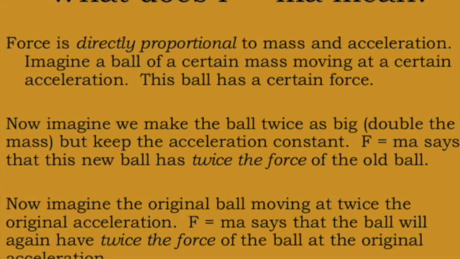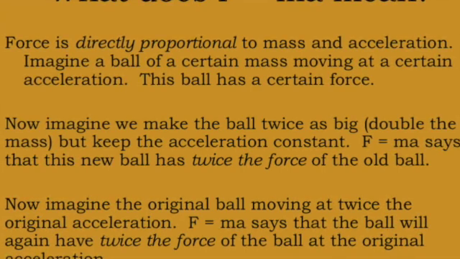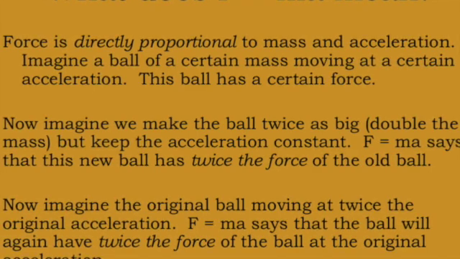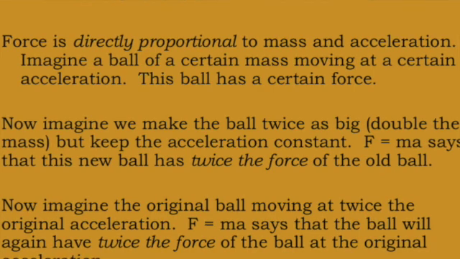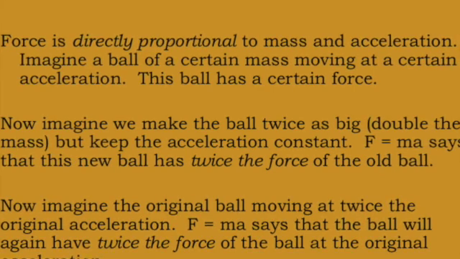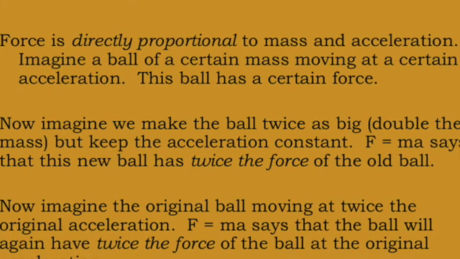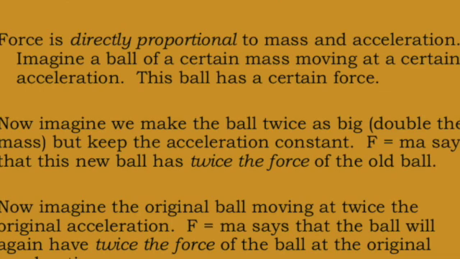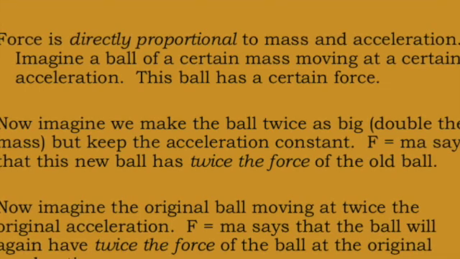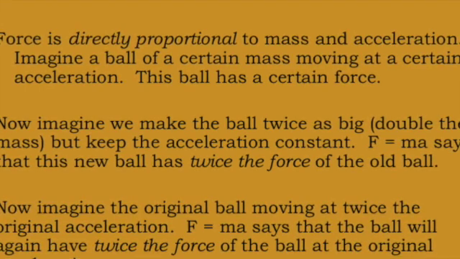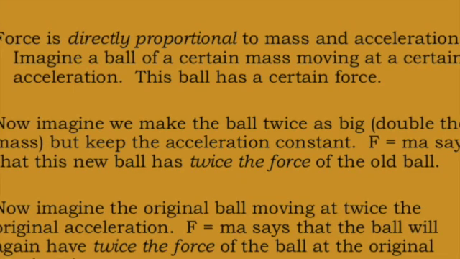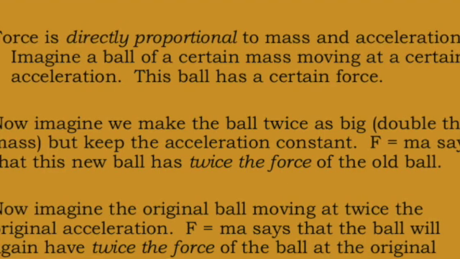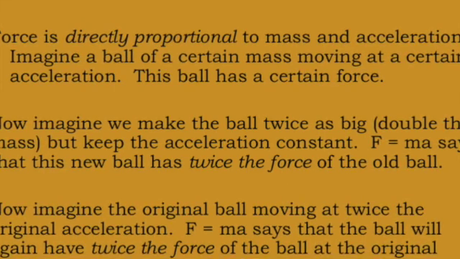Now, let's take this same ball, but let's make it twice as big. That means the mass has doubled. But the acceleration is still the same. It stayed constant. Force equals mass times acceleration says this new ball that's twice the size also has twice the force as the old ball. Because we increased its mass, we've also increased its force.